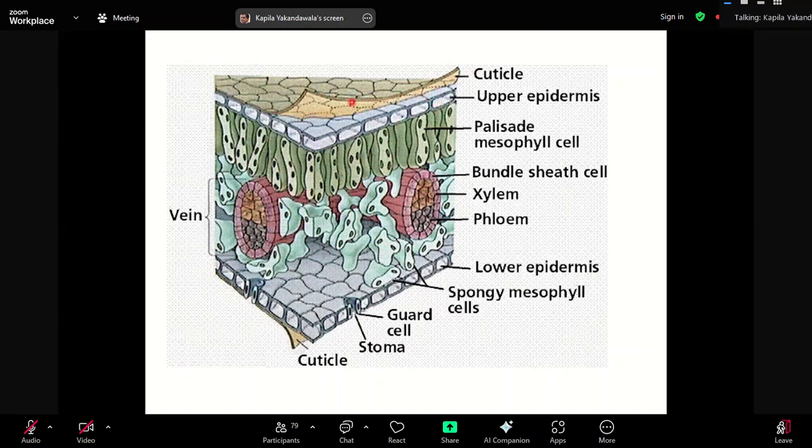It could be covered with the cuticle. Then you have a palisade layer, palisade mesophyll layer. It has chloroplasts, so it can photosynthesize. Then you have spongy mesophyll cells. Those have spaces in between. These cells also can do photosynthesis. Then there are vascular bundles, and on the lower side you have stomata.